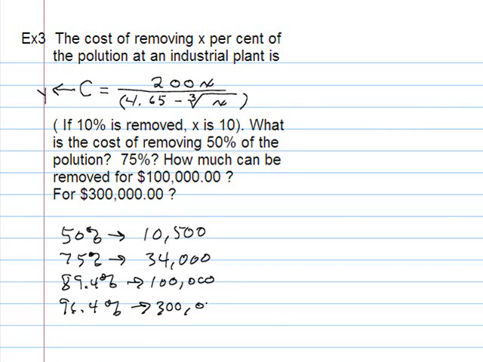Now, is that a good way to spend money? You spend another $200,000 to get rid of about 7% of the pollution. I don't know whether that's a good way to spend money or not, but that is the answer to the problem, and that completes the podcast.